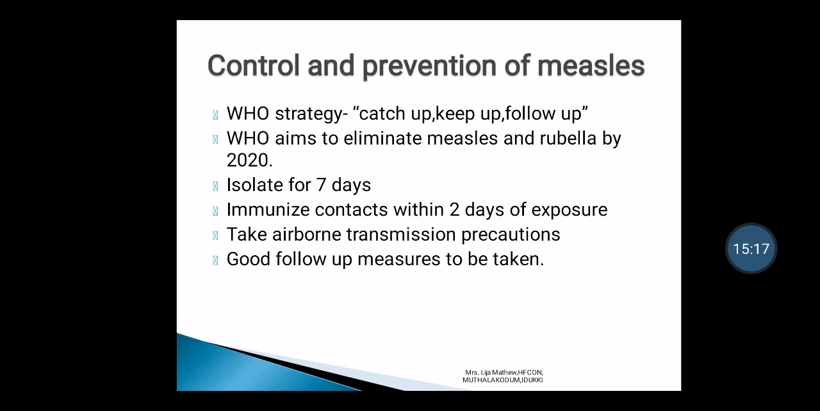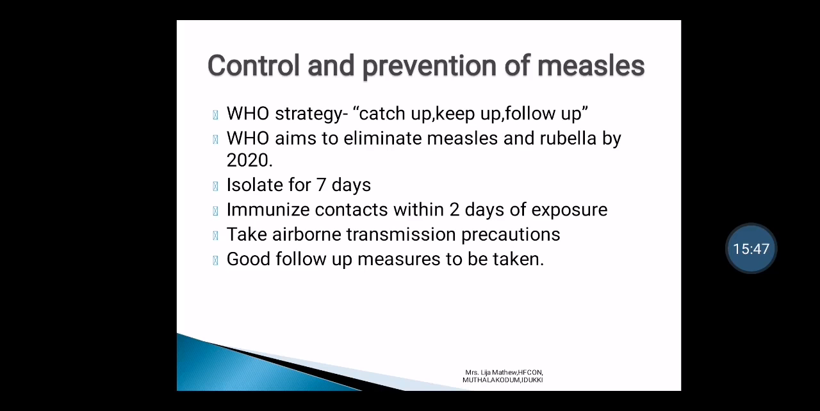Then regarding control and prevention, I have told that the only way we can deal with communicable disease is control and prevention. In control and prevention, the WHO has its own strategy, which quotes three words: catch up, keep up and follow up. Detect early, take the necessary precautions, and we also have to do the follow up. This is the universal strategy for measles prevention.